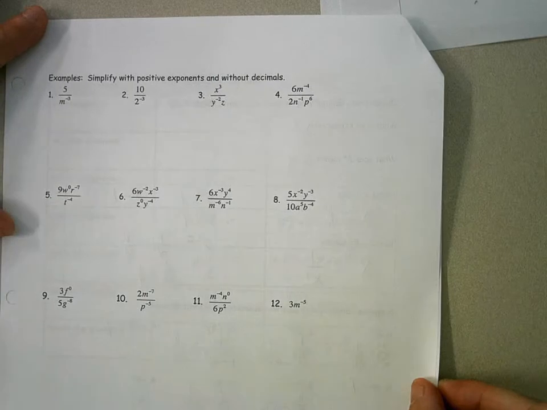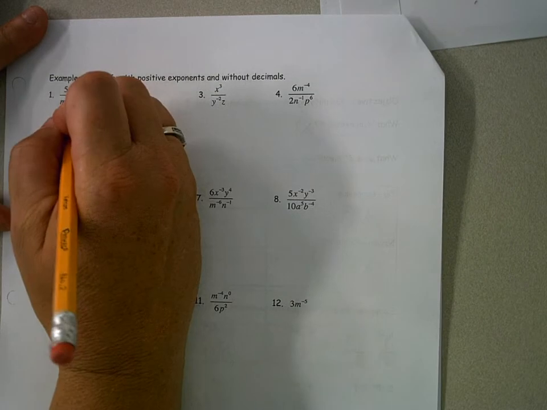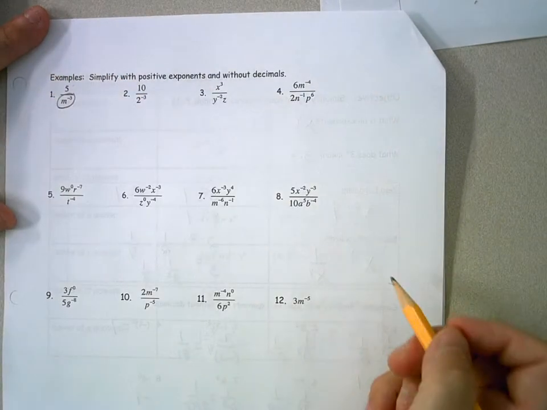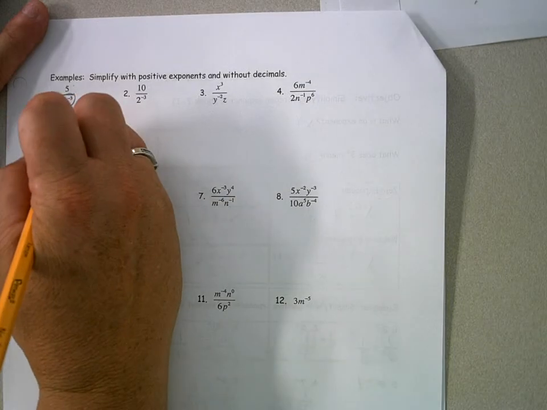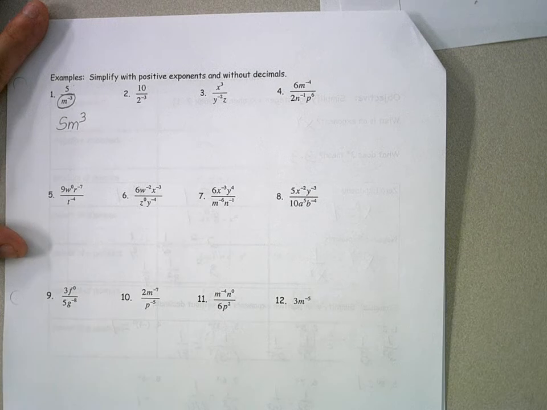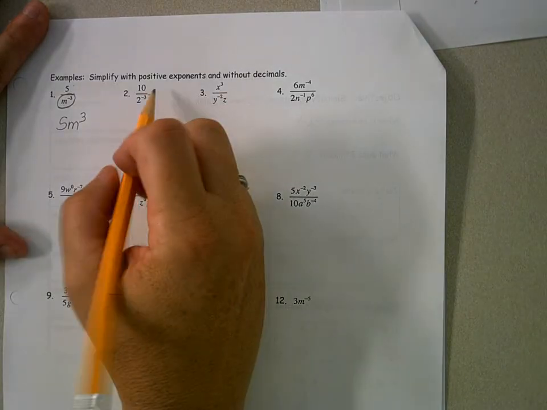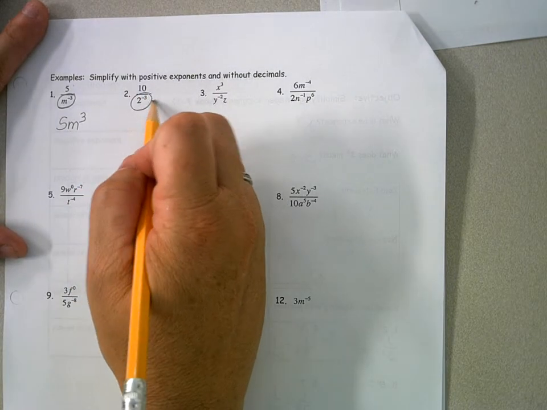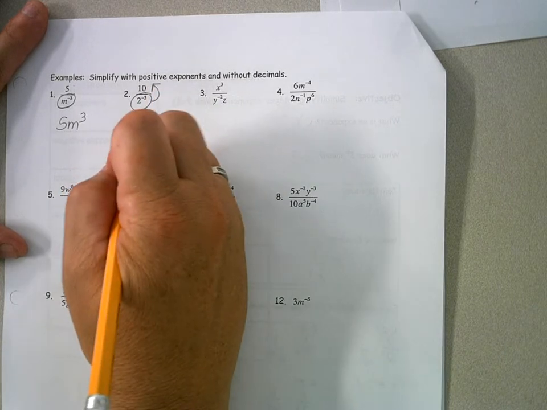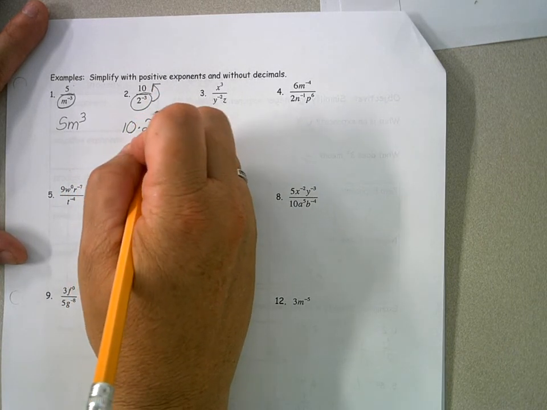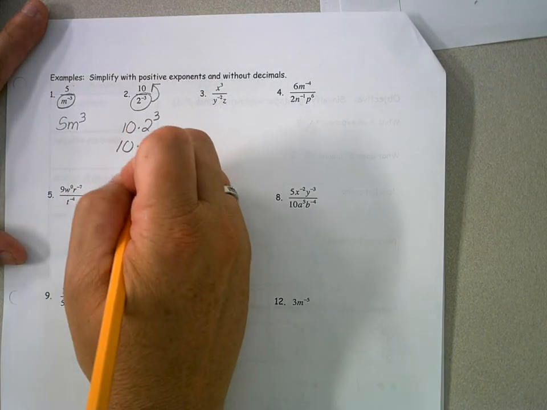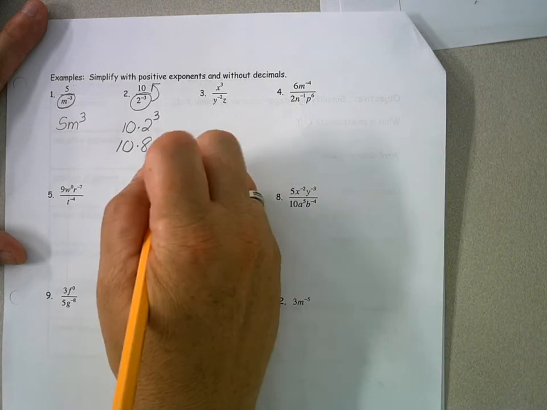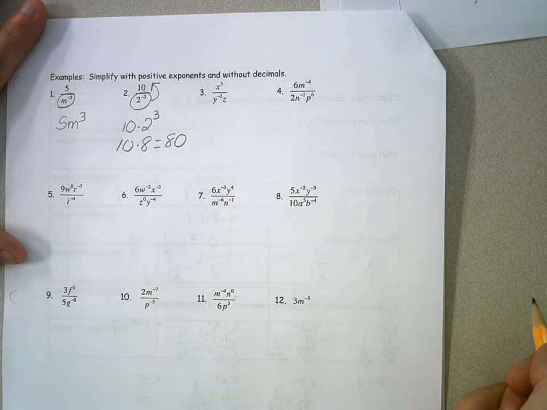We have a couple of examples on the back page. Number 1, this m to the negative third is the negative. That means it moves to the opposite place, so that becomes 5m to the third. Number 2, this is going to move to the top of the fraction, so that becomes 10 times 2 to the third. 2 to the third power is 8, and 10 times 8 is 80.